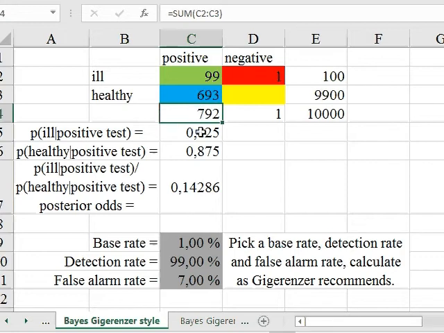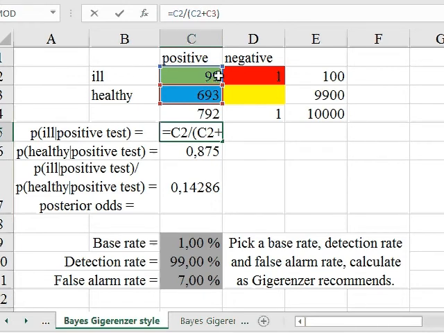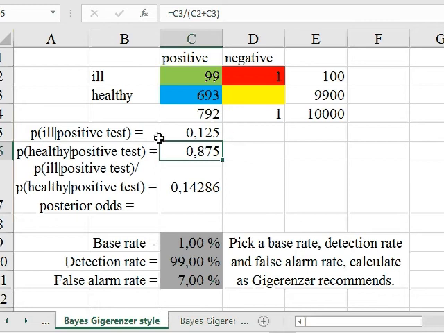And so then the probability of being ill given a positive test is this here divided by the sum of the two, so divided by this. The probability of being healthy given a positive test is 0.875. And you can also calculate the odds of a positive test, which is the probability of being ill given a positive test divided by the probability of being healthy given a positive test. So that would be the posterior odds.